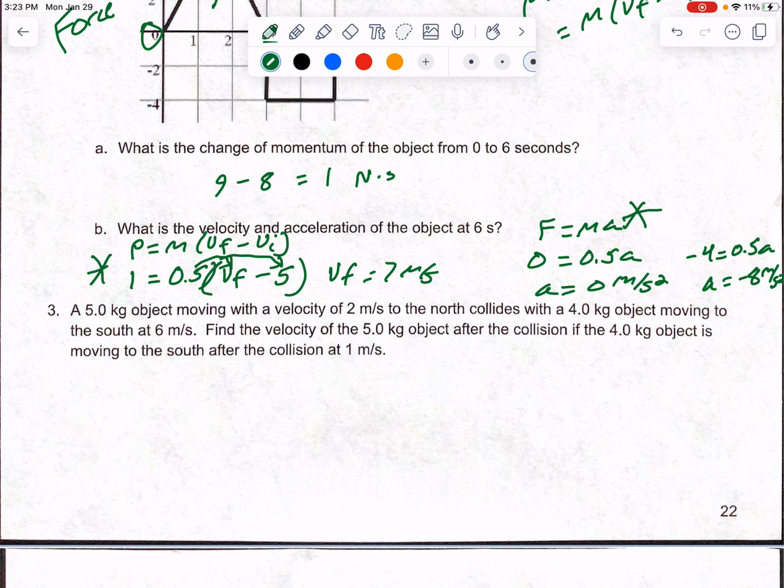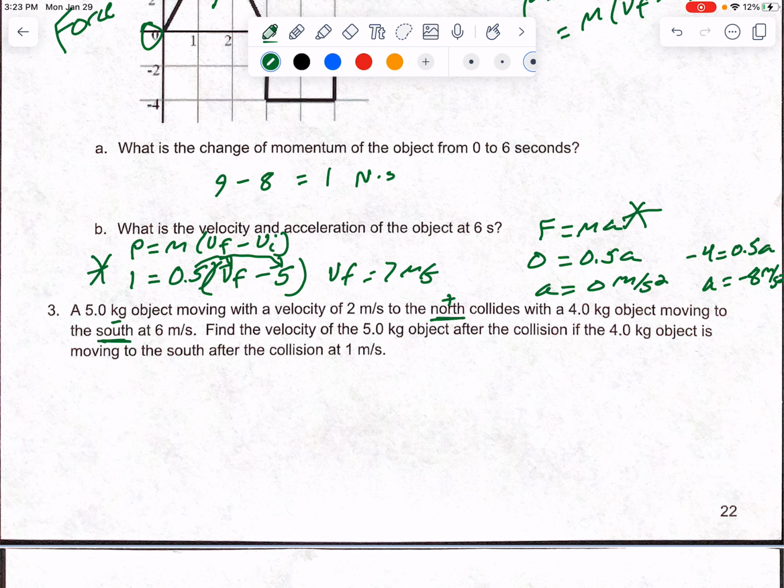3, a 5 kilogram object moving with a velocity of 2 meters per second to the north, so pay attention to direction, collides with a 4 kilogram object moving to the south. Okay, so we have conflicting directions, so you need to make one of those negative. It does not matter which one you do. If you want to make north negative, go for it. But you just need to remember, if you decide that north is negative, everything north past this has to be negative as well. But in this case, I always make north positive and I make south negative. That's just my choice. Either one, it's up to you.